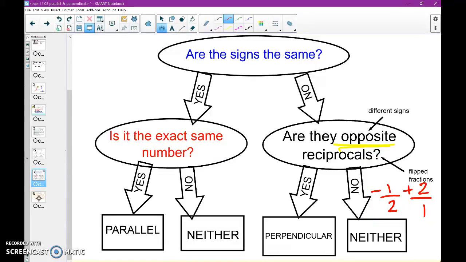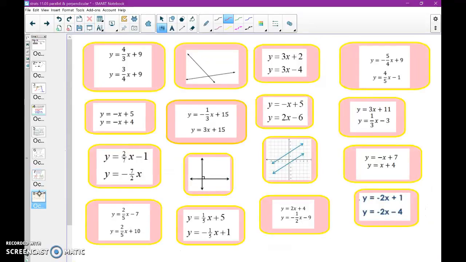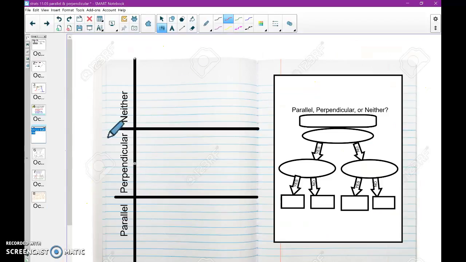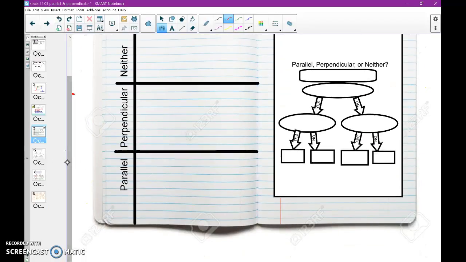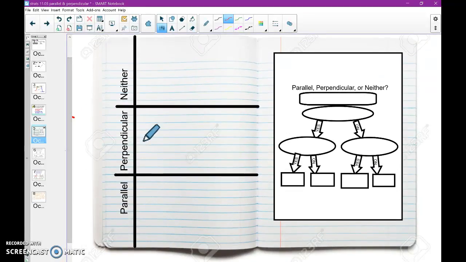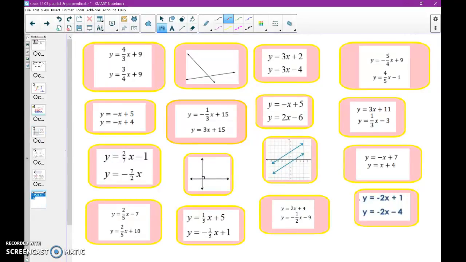But once you're done, you should have a page that looks like this, obviously not in full color like mine. You're going to cut out all of those little squares, or rectangles, whatever you want to call them, those little rounded rectangles, I guess we'll say. And you're going to figure out where they go into this chart. So based on the pictures, are they parallel? Are they perpendicular? Are they neither? So let's go through one of them just to help you out.